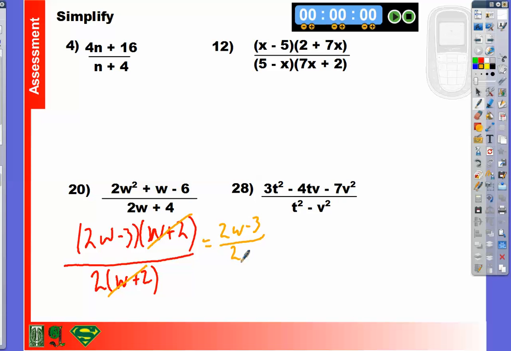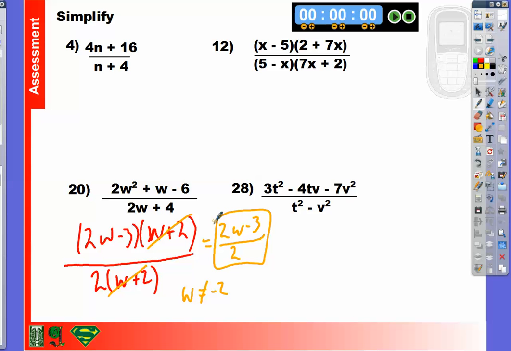Now, incidentally, what number can w not be? w cannot equal negative 2. This is the piece that I was looking for. Okay? All right. Are there any questions?